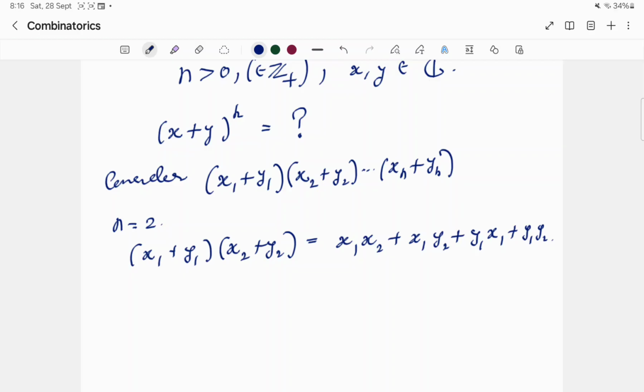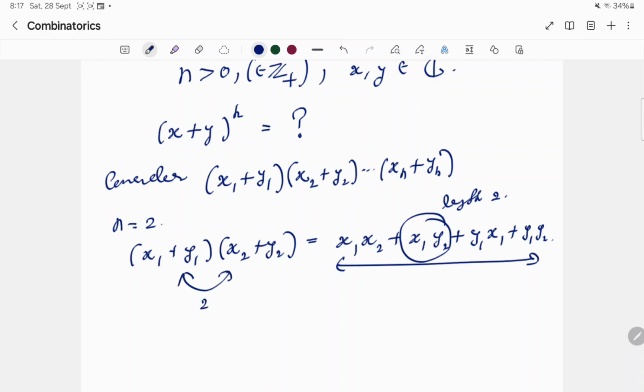And so you understand this expansion is a sum having terms that are products of length 2. It's because we are only having 2 terms, 2 blocks. So from each block one element will come, so the summand contains 2 terms.